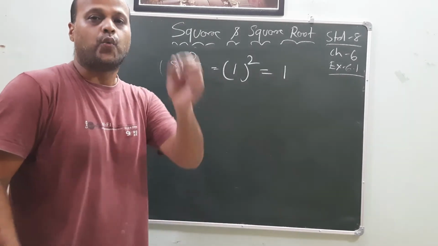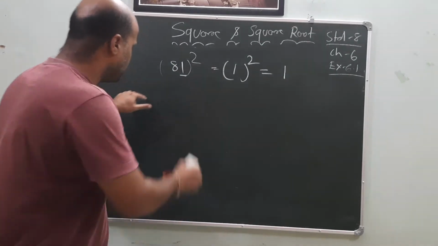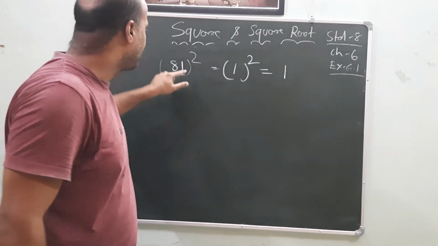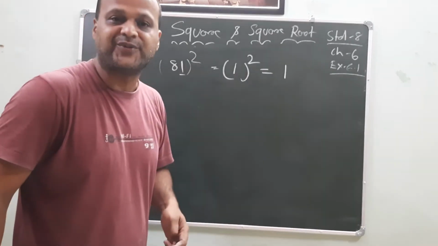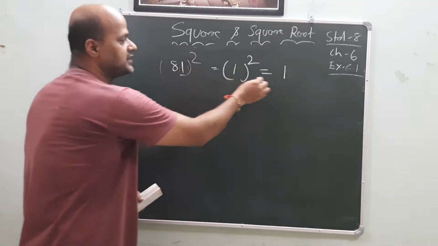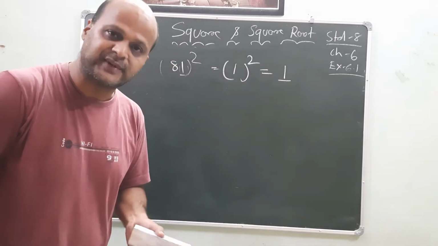So here is the question. What will be the unit digit of the square of the number? Means if I square the unit digit, what result will come? It is asking. Understood my dear friends?